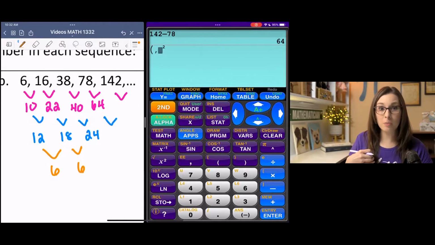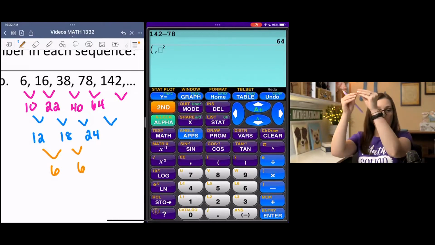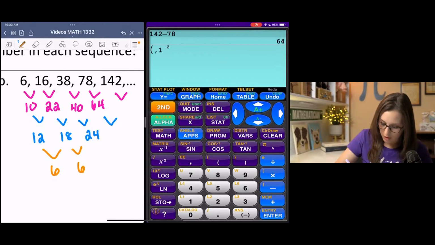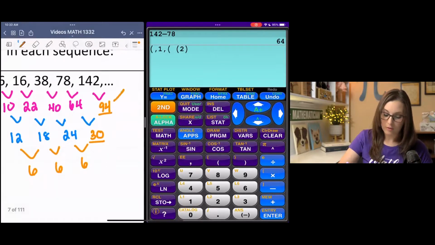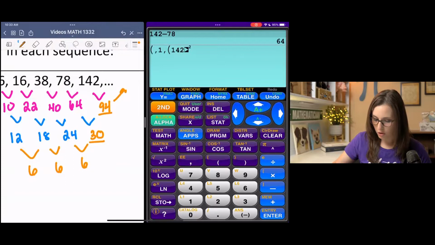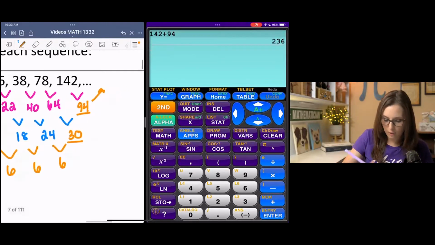Which means I'm going to start finding those missing pieces. So I'm going to work my way from the bottom up, which means to go up 6 one more time, that's going to give me 30 for the next step, which means 64 plus 30 is 94 for the next step, which means for the last step, I'm doing 142 plus 94, 236 for our actual answer.